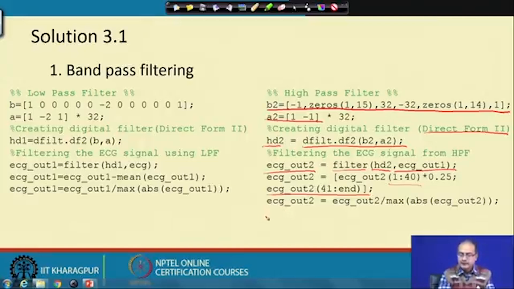And then we perform the operation of scaling, because it is a high pass filter, the input is already a DC removed signal.